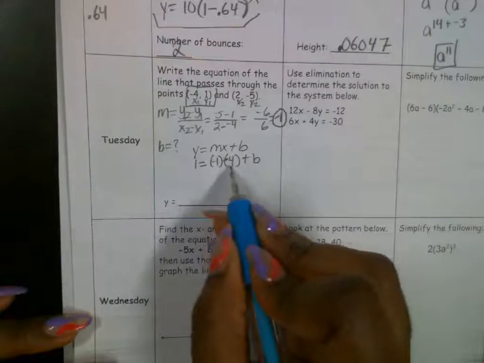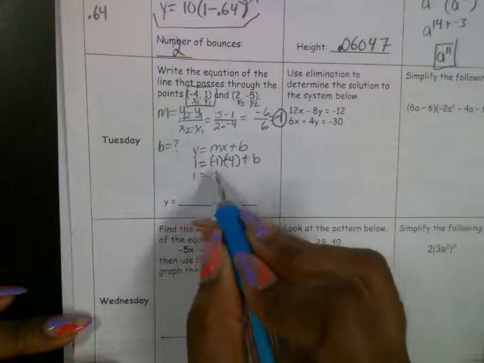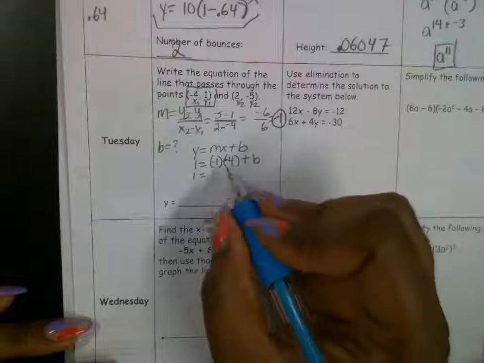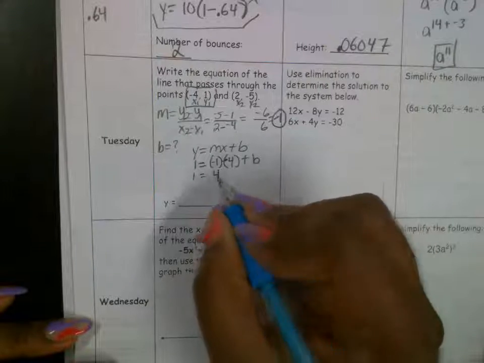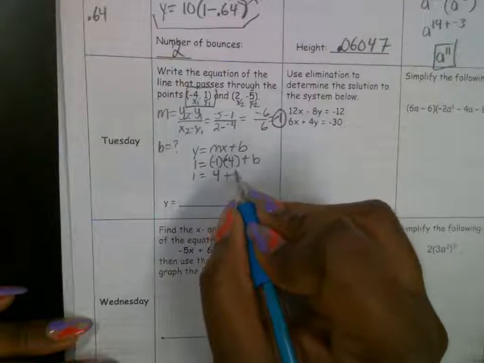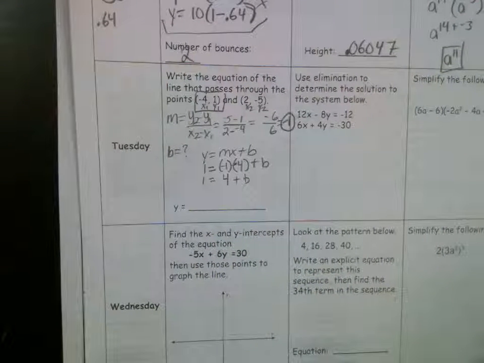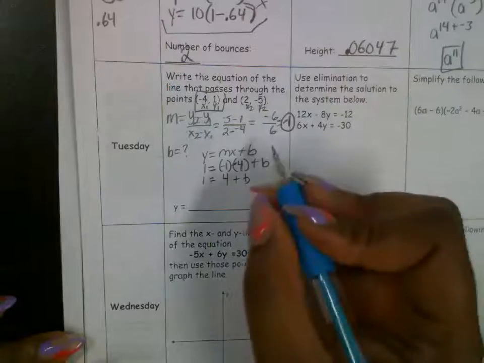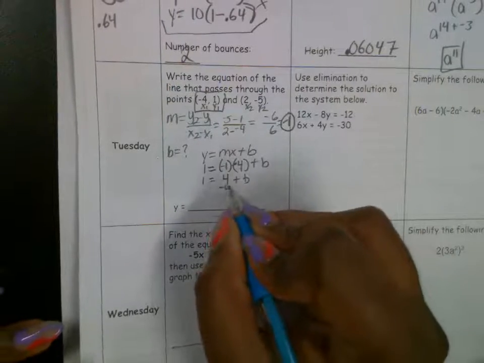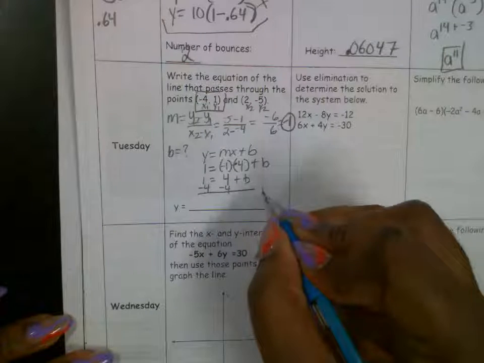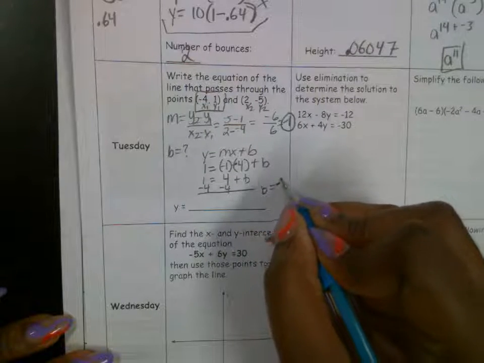So when I multiply this together, what do I get? Positive 4, plus b. Negative times a negative is a positive. Now what am I going to do to get b by itself? I subtract 4. And what does that give me for b? That gives me b is equal to a negative 3.